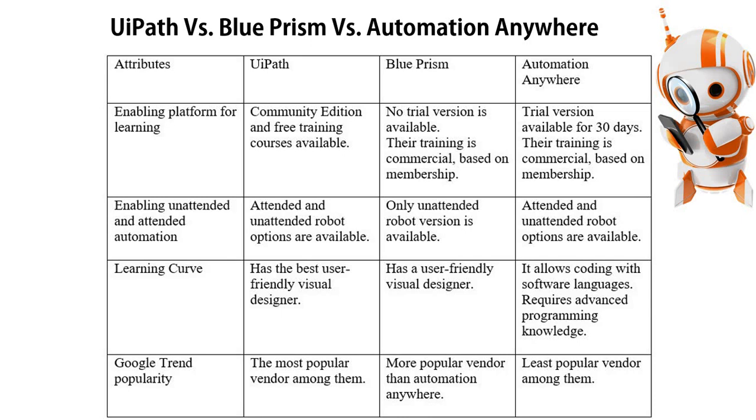Whereas BluePrism is also very user friendly and easy to understand. Automation Anywhere requires some programming knowledge to understand. If you observe Google Trends also, the most popular tool among these three is UiPath, and BluePrism is in the middle between UiPath Studio and Automation Anywhere. By considering all these factors, I am preparing a series on UiPath Studio. In the coming lectures, we are going to see about UiPath Studio, how to install it, and how we can automate tasks using UiPath Studio.